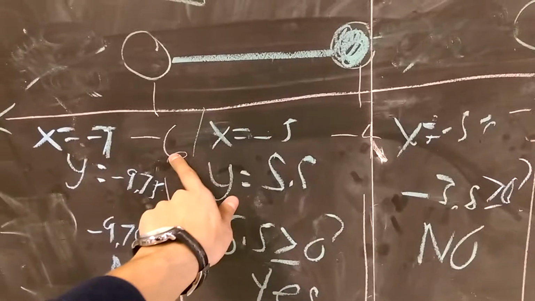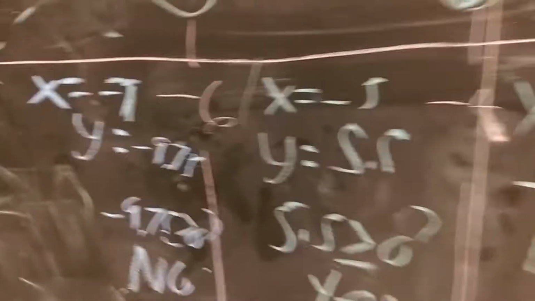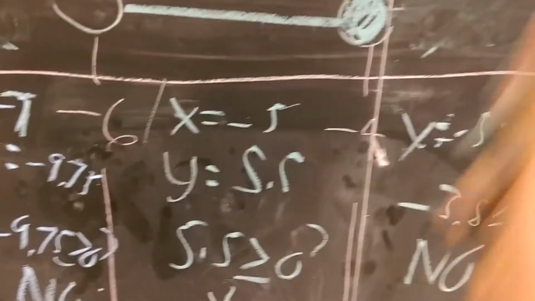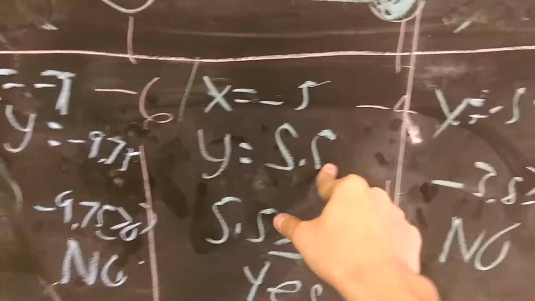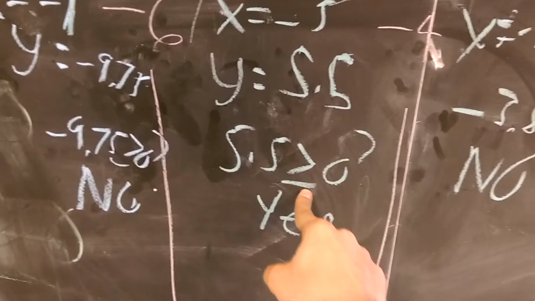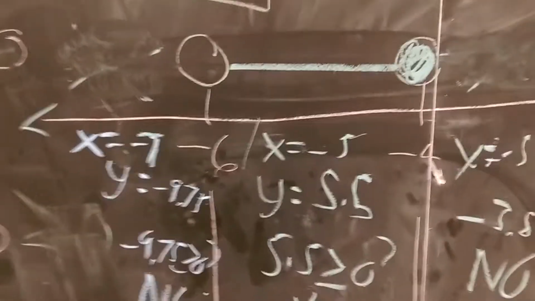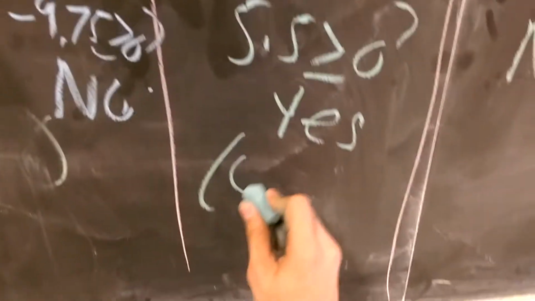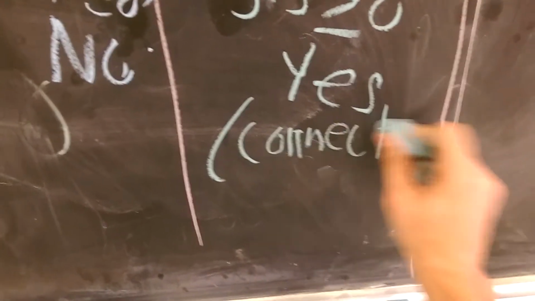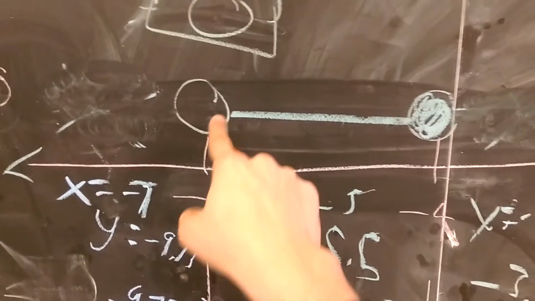However, for a number between -6 and -4, like -5, when x is -5, the y value, again, I have it in the table, tells me that it's 5.5. And what does that mean? Is 5.5 greater than or equal to 0? Yes, it is. So since it is, look what I do. When it is yes, I want you to connect. So we connect between here and here.